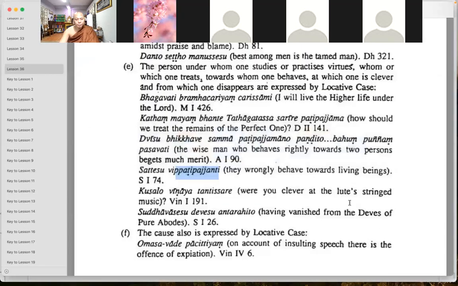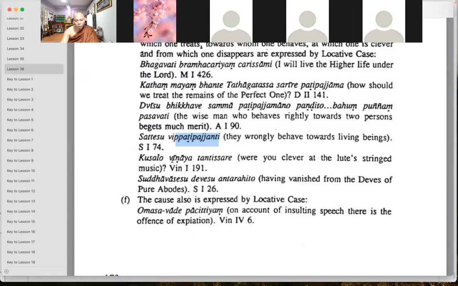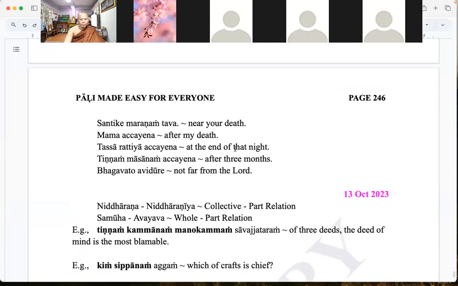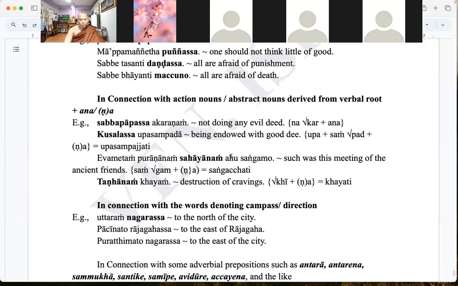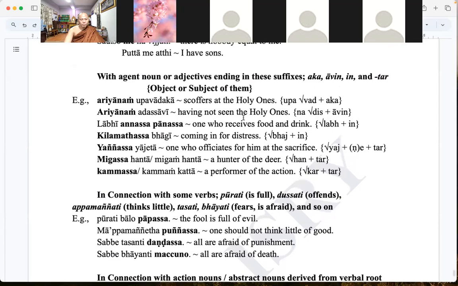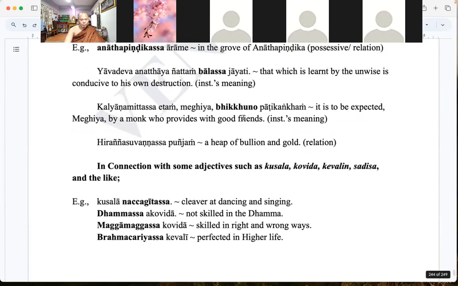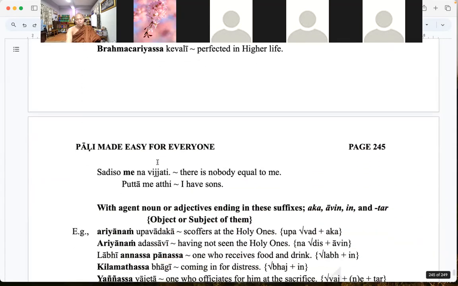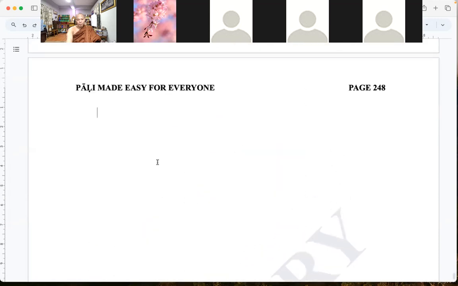Okay. And then next is Kusalo Winaya Tandesari. So actually that one is very related to the genitive case. Under the genitive, also in connection with some adjectives, some words we learned, you may remember. Here you see, in connection with Kusala, Govida, Kiwalin, Sadisa, and so on, the genitive case is used here, or the locative case also, in connection with some adjectives.